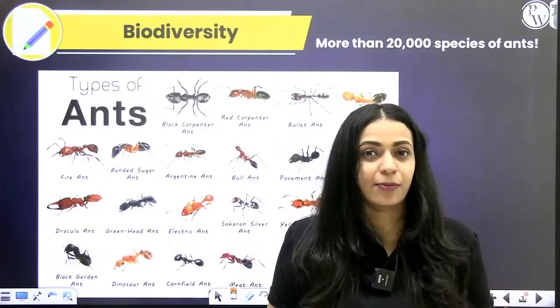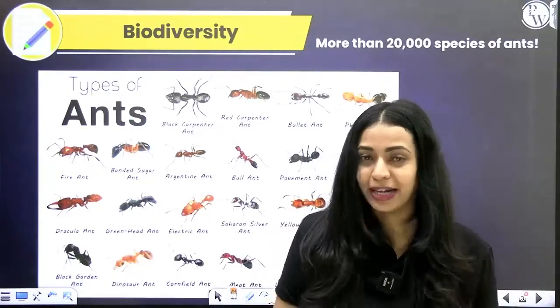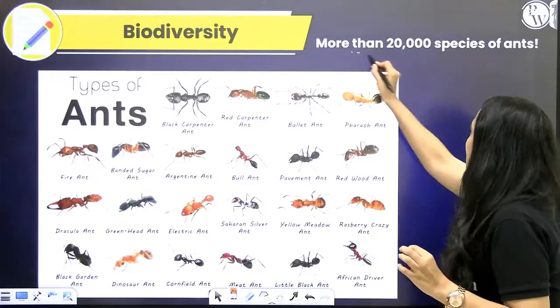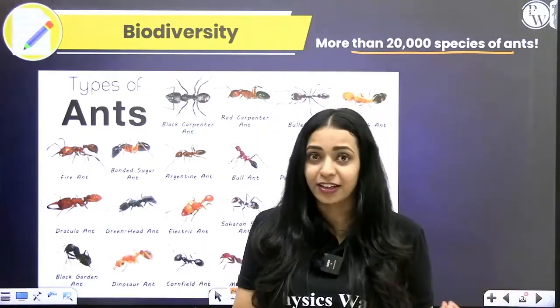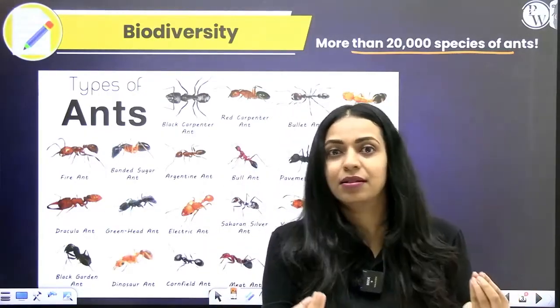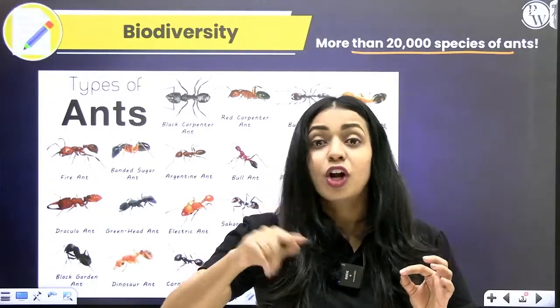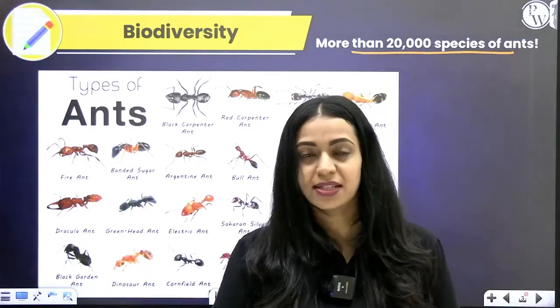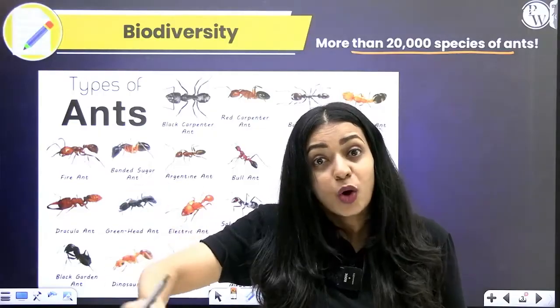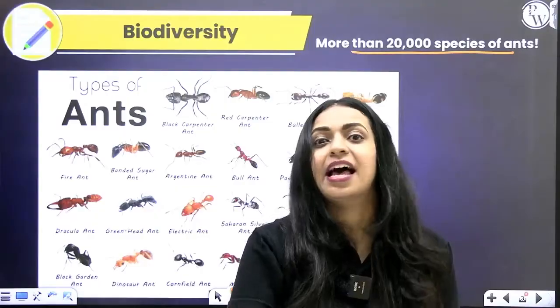So I'll give you a couple of examples that are mentioned in your NCERT textbooks that might potentially blow your mind. There are more than 20,000 species of ants. I want you to understand how significant this is because I said 20,000 species. You know what species are, right? There are not 20,000 ants. There are 20,000 species of ants, means there are 20,000 different types of ants. That's how diverse just one group of insects, ants, is.